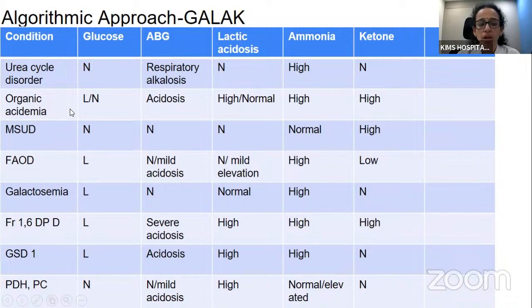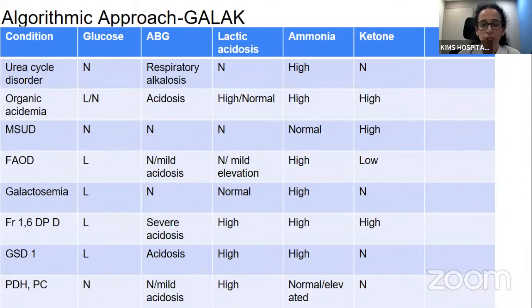Whereas coming to organic acidemias, there may be hypoglycemia also, low or normal, and there will be metabolic acidosis. Lactate might be high or normal, as well as ammonia and ketones are also high in this case. In maple syrup urine disease, all these parameters are normal except for ketones, which are high. Even ammonia is normal. In fatty acid oxidation defects, ketones will be low along with glucose. So decreased ketones with hypoglycemia is suggestive of fatty acid oxidation defects, in which there will be a mild elevation of lactates, and ammonia is also high.